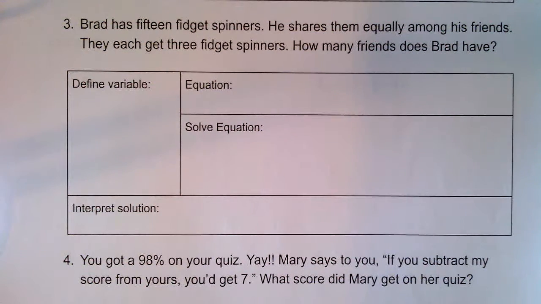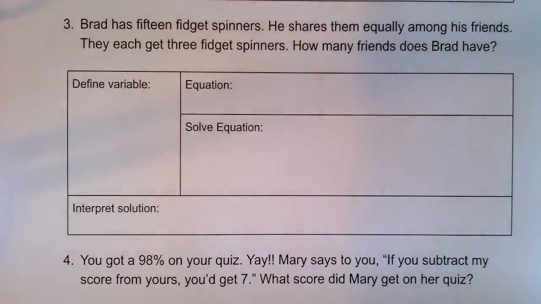So this is part 2 of day 1.7 one-step word problem notes. This is example number 3. It says, Brad has 15 fidget spinners. He shares them equally among his friends. They each get 3 fidget spinners. How many friends does Brad have?